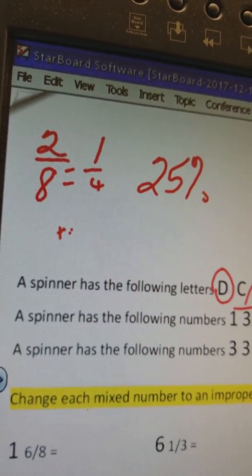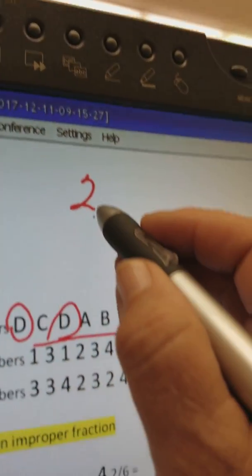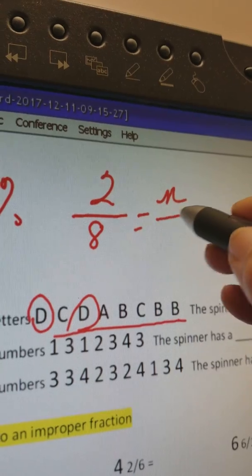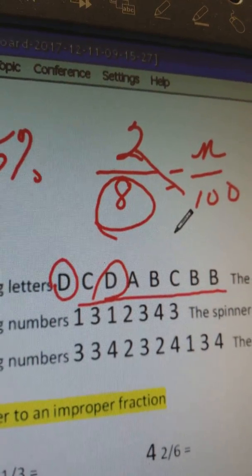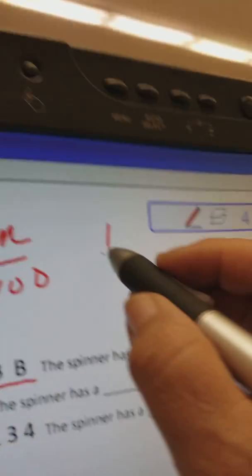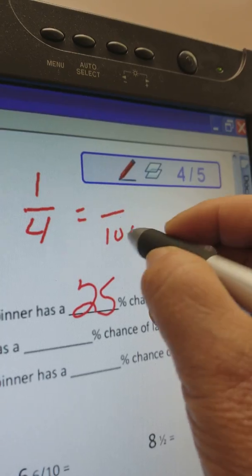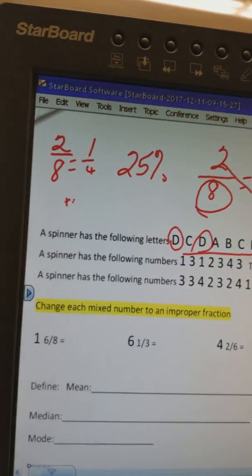This is a very simple one to work. However, if you get stuck, you can always set up in terms of 100. 2 over 8 equals some number over 100. Cross multiply, divide. Again, you'll get 25. Or you could take the 1 over the 4, set it up over 100, some number over 100. Cross multiply, divide, 25%. 1/4 or 25% are D's.